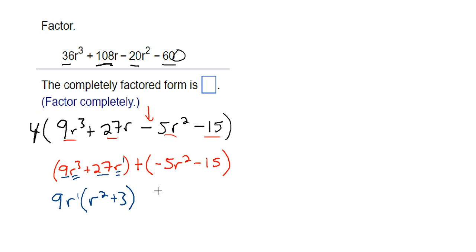For the second group, the common factor is 5, right? Because 5 divides into 5, 5 divides into 15, and there's no variable that's shared in common, so there's no variable in my common factor. But if I only factor out a 5, so if I leave it like this, I'll take the 5 away, I'll have a negative r squared left over, and if I divide a 5 out of this, I'll have a minus 3 left over. And the problem with that is that these do not match each other.